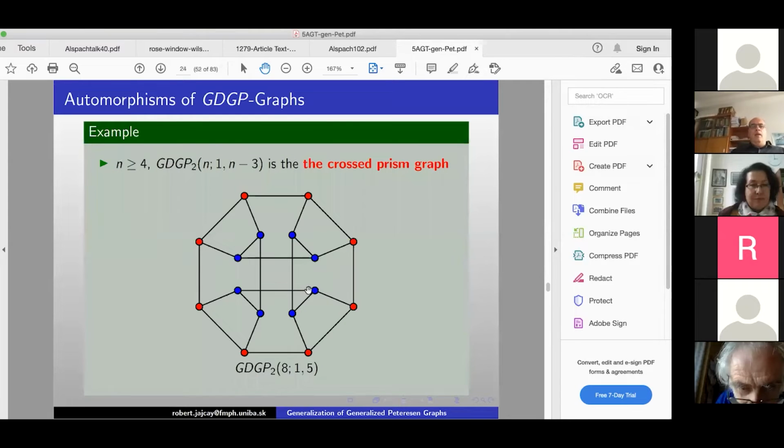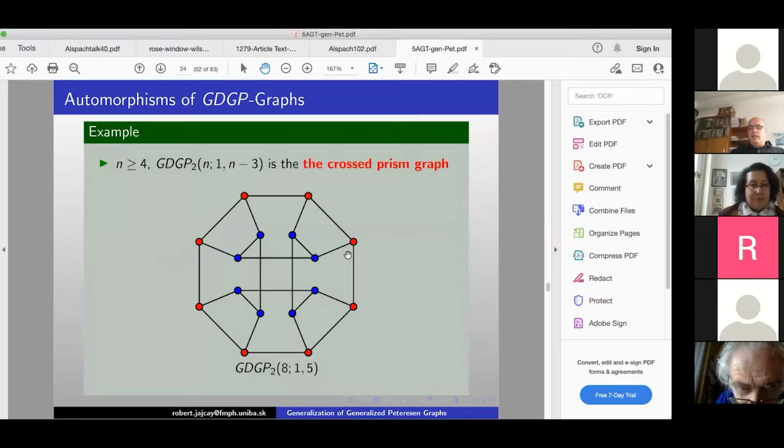Okay, now we have our family defined, and we can discuss automorphisms and properties. Here is an example. n can be anything greater than or equal to 4, and I have two numbers in the connecting set, 1 and n minus 3. This is a family that's already known. These are called crossed prism graphs. And here's the GDGP 2815. So this is what it looks like.